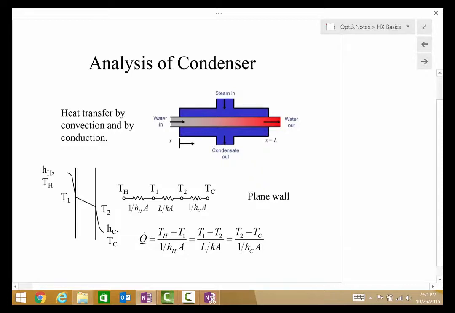So typically in the analysis of a condenser or any type of heat exchanger, we have to think about the heat transfer processes happening on the cold side in terms of the heat transfer coefficient or resistance and the temperature, and then what happens on the hot side in terms of the heat transfer coefficient and the temperature. Often we also have to think about what the resistance is through the material. So this is the heat exchanger walls.